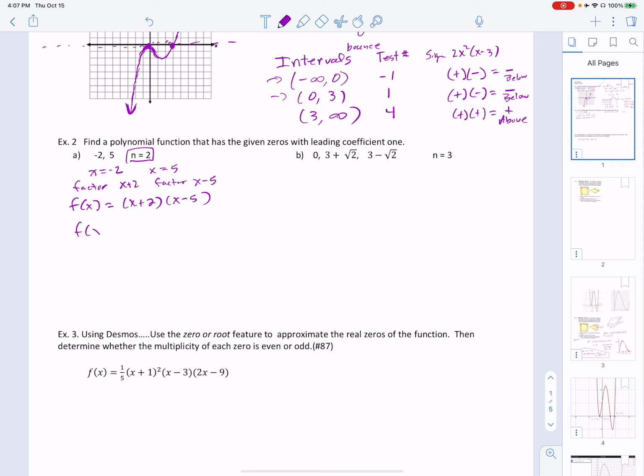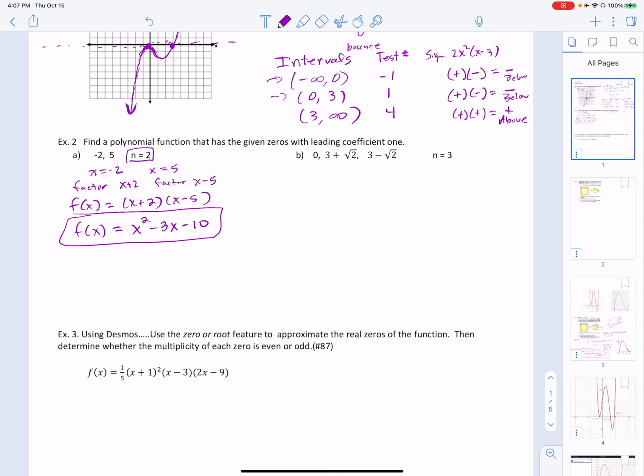And so just multiply that out, and my function is going to be f of x is x squared minus 3x minus 10. You need the f of x equals a polynomial function. It has to have a y equals in there. And then the leading coefficient of that is 1, so there's no vertical stretch or anything to that. So there is your answer.